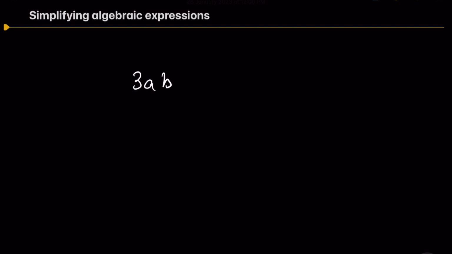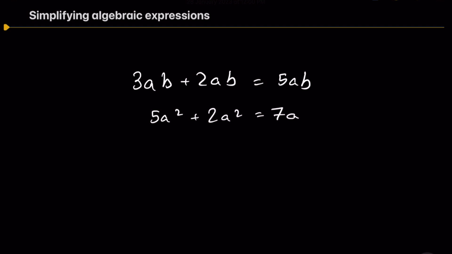So 3ab plus 2ab would become 5ab, or 5a square plus 2a square would become 7a square. But you cannot add terms like 3a square plus 5a because the terms are not alike. One is a square and one is a, so they would remain the same.